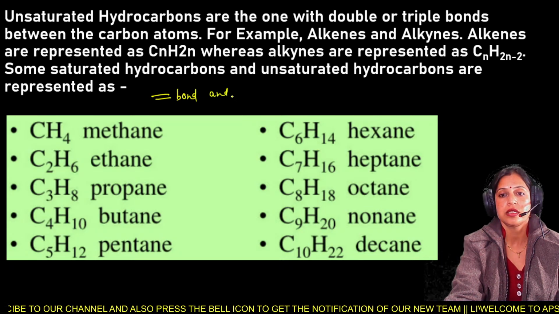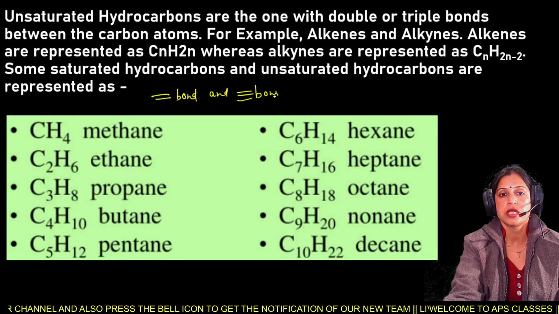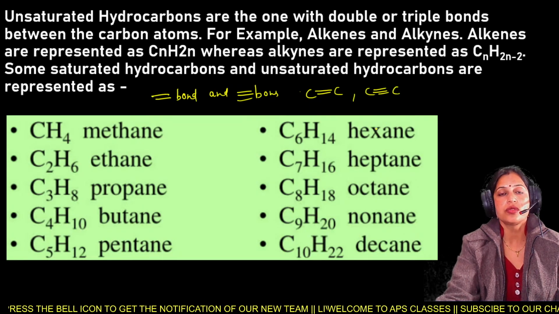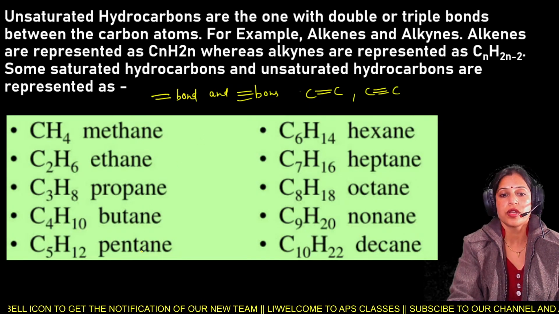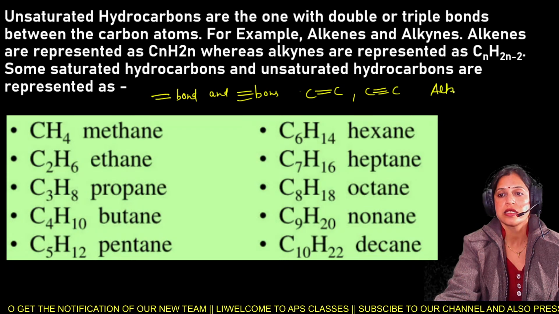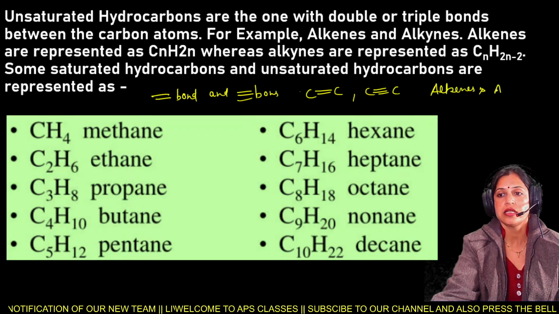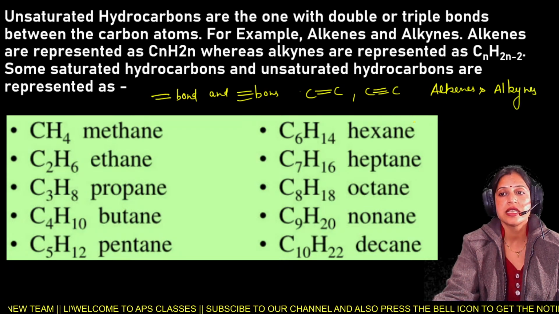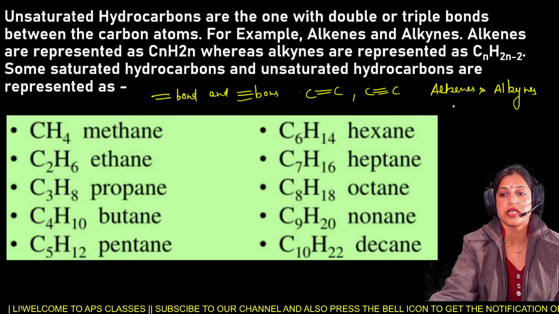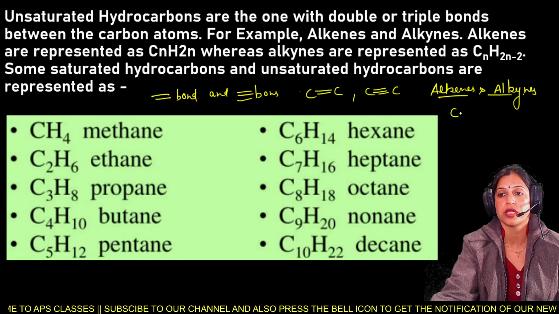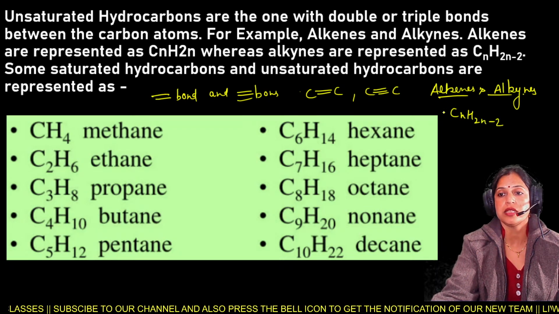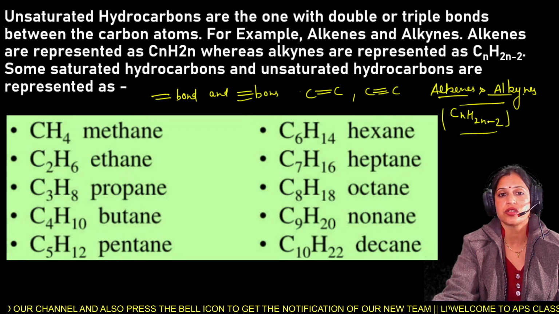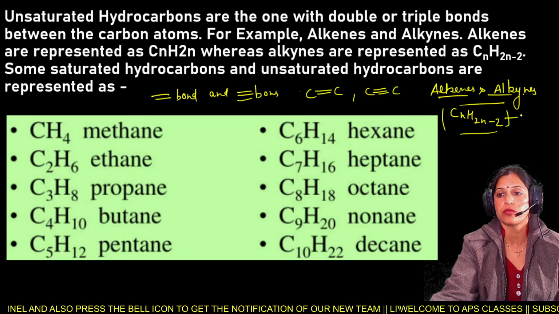Next, unsaturated hydrocarbons are the ones which consist of double bonds and triple bonds between carbon atoms. For example, alkenes and alkynes represent the unsaturated hydrocarbons. Alkynes have the general formula CnH2n-2. This is the general formula of alkynes.